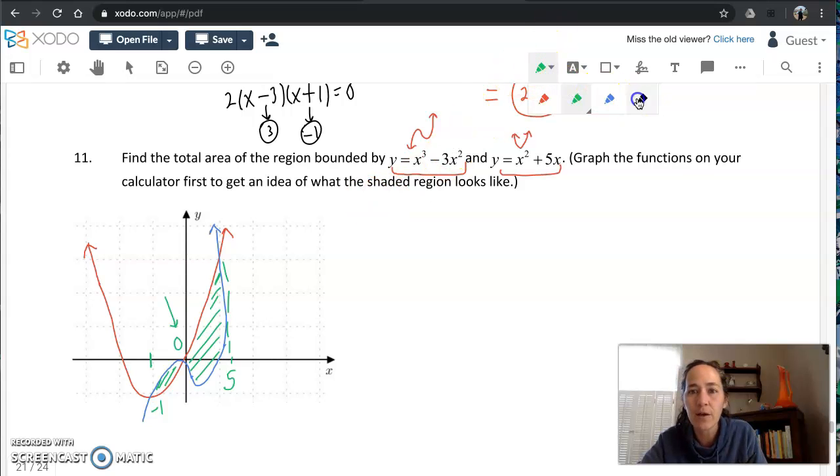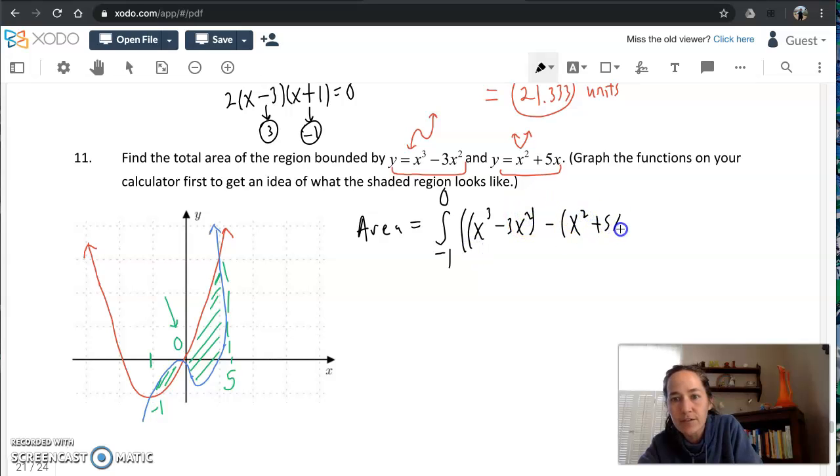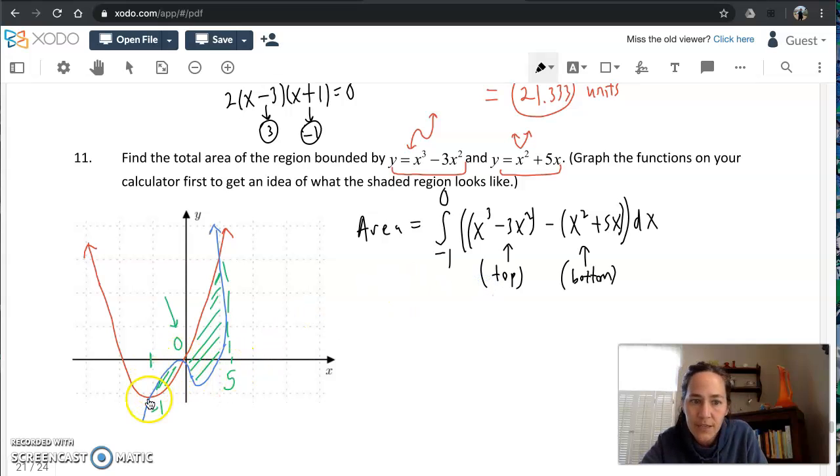But just to show the setup, you could set up 2 integrals for this area. You could say area equals, well, in one portion, from x equals -1 to 0, it looks like the S-curve's on top. So the top function is going to be x to the third minus 3x squared. And we're going to subtract the bottom function, x squared plus 5x. That would be the first part of your integration. You've got top minus bottom. And I only chose those 2 in that order because I looked at the picture, and in that particular area, the S-curve was on top and the parabola was on the bottom.